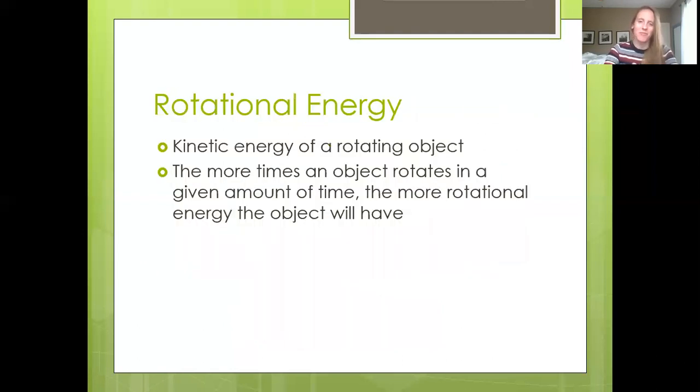Okay, next up we have rotational energy, which is the kinetic energy of a rotating object, so anything that's spinning, and the faster it is rotating, the more rotational energy it has.